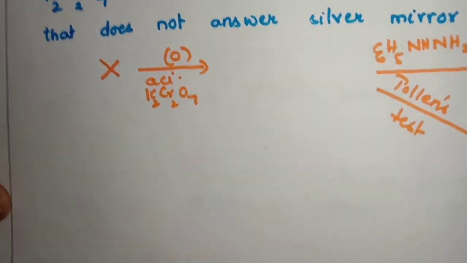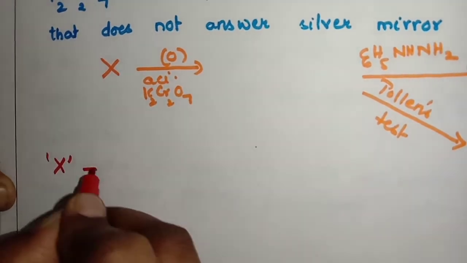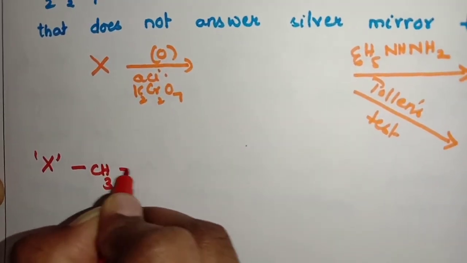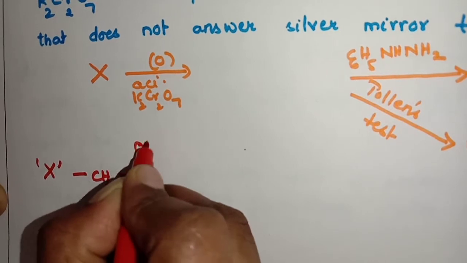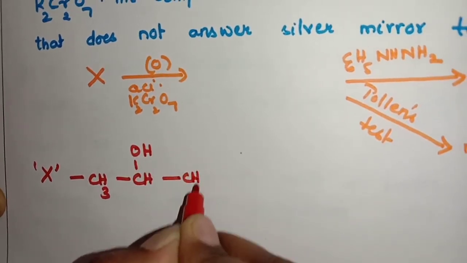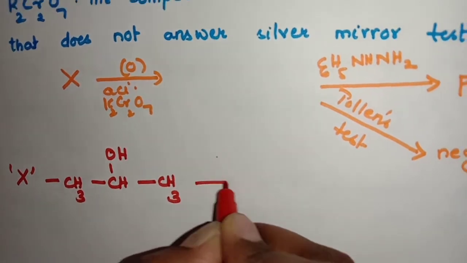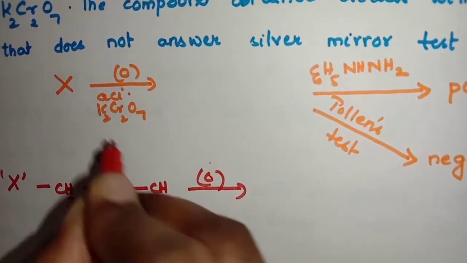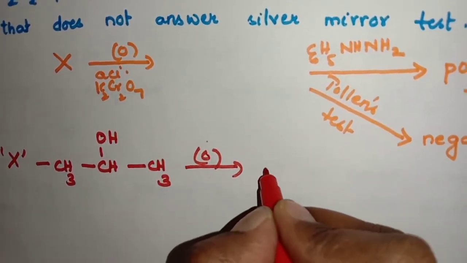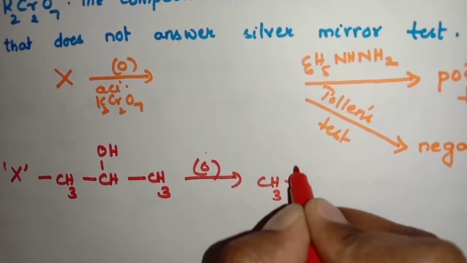Ketones are obtained by the oxidation of secondary alcohols. So X is CH3CHOHCH3. This is a secondary alcohol, and on oxidation with acidified potassium dichromate, we get acetone.